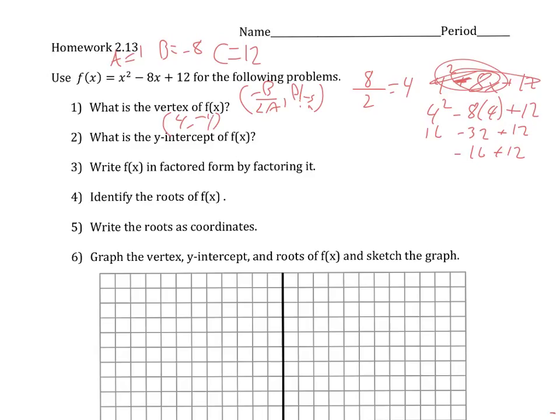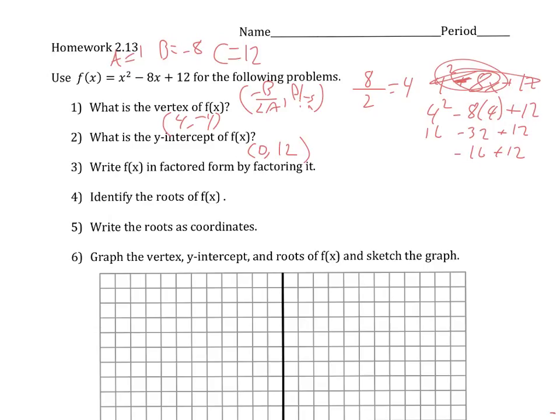The y-intercept, since it's in standard form, is just the number 12. It's the c value, so it's the number 12. I'm actually going to write that as a coordinate just for fun because we're about to make a graph out of it, but that's 0, 12. Number 3, write f of x in factored form by factoring it.